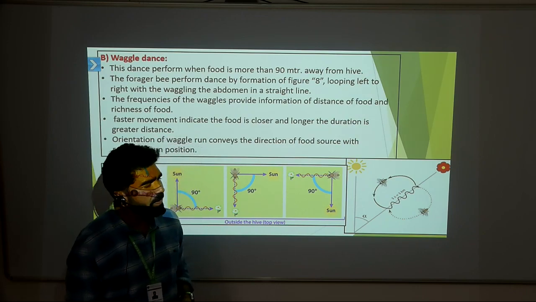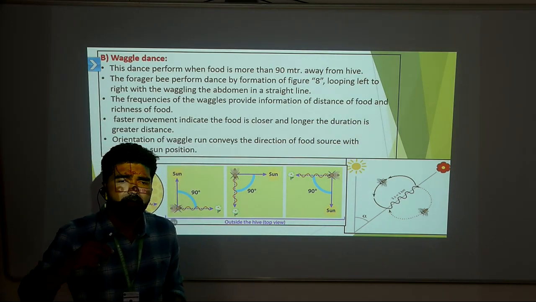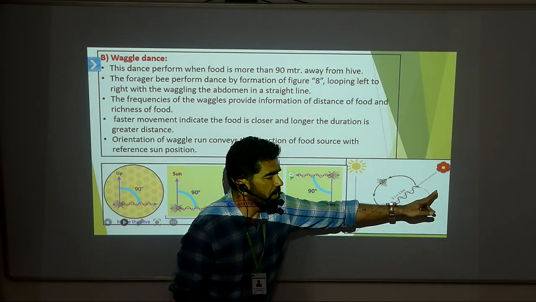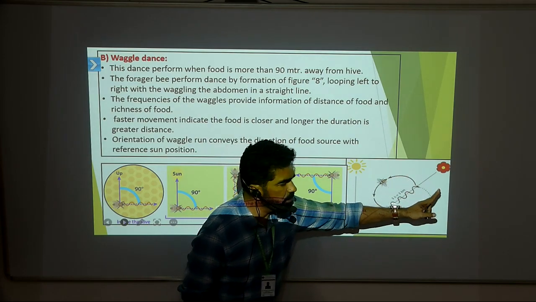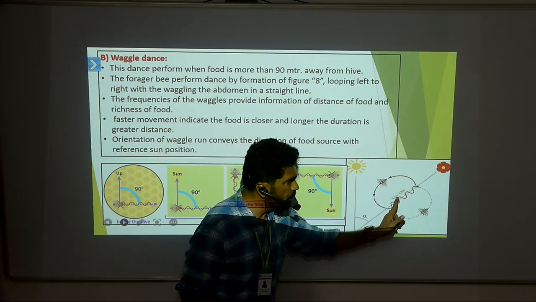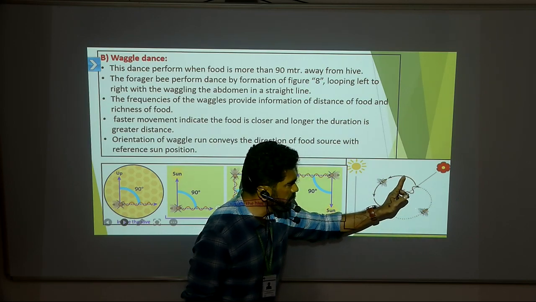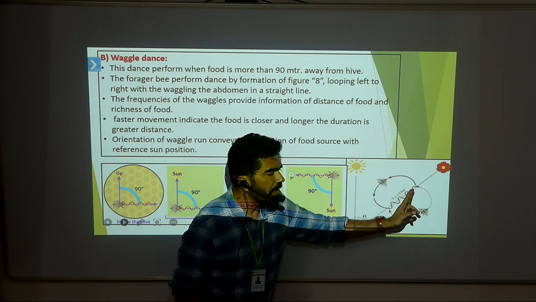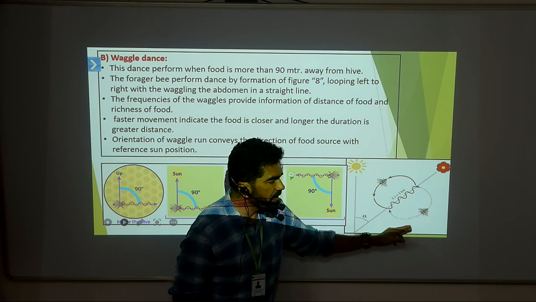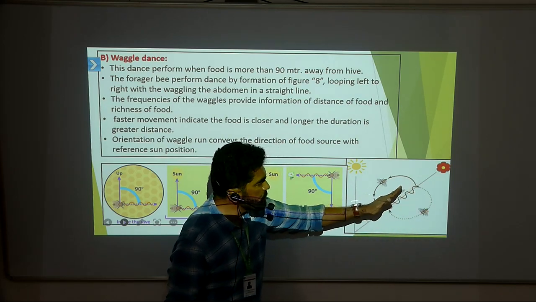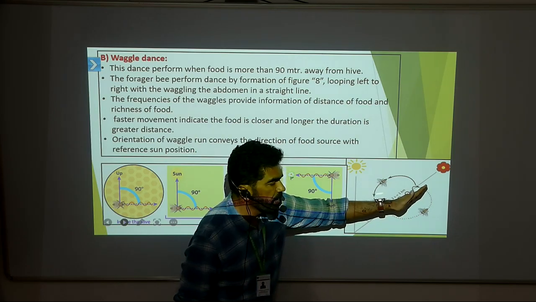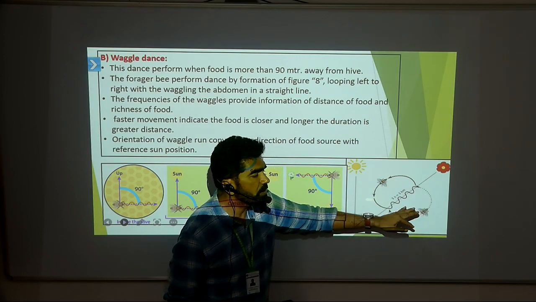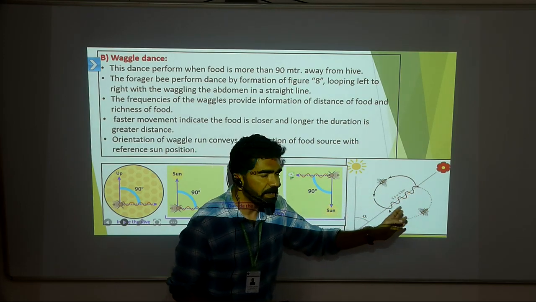The foraging bee performs this dance and creates a figure, like our number 8, with one loop. They move left to the right, waggling the abdomen in a straight line. The faster movement indicates the food is closer, and the longer the duration, the greater the distance.